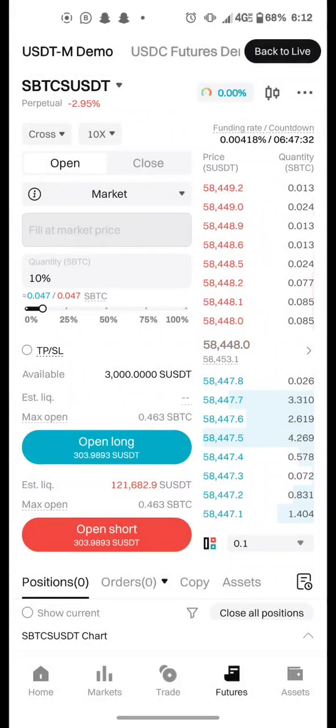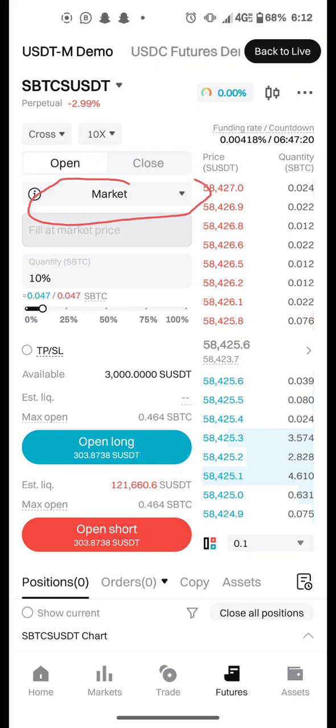Now, with the signals, if I drop a signal, sometimes I might write CMP. CMP means current market price. Now, with this current market price, that is why we are using market. You can just come here, and if it is a buy, you hit long. If it is a sell, you hit short. You just come here and hit it. After you have done that, it will pick the trade at the current market price.